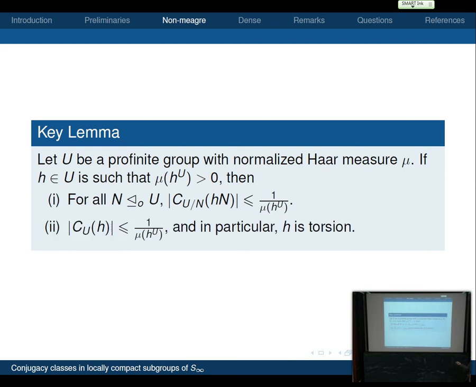And the size of the centralizer in your big profinite group U of H is bounded by 1 over the measure of your conjugacy class. This isn't quite what happened in the finite case, it's a little bit different, because you have some fuzziness around what's going on. In fact, this doesn't have to be equal. This can be strictly smaller. There's an example due to John Wilson which shows that.